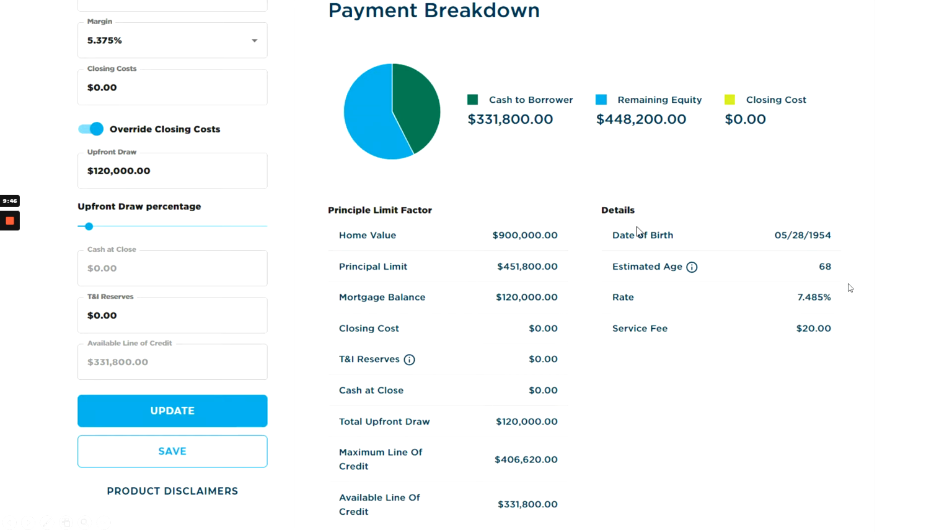But look at the rate. We went from 4.86 to 7.485, 7.5%. It does have a monthly servicing fee of $20 a month, and you have an available line of credit of $331,800 at your disposal instead of the $286,000 with the HECM. But it does come at the higher rate. And let's see how this plays out.